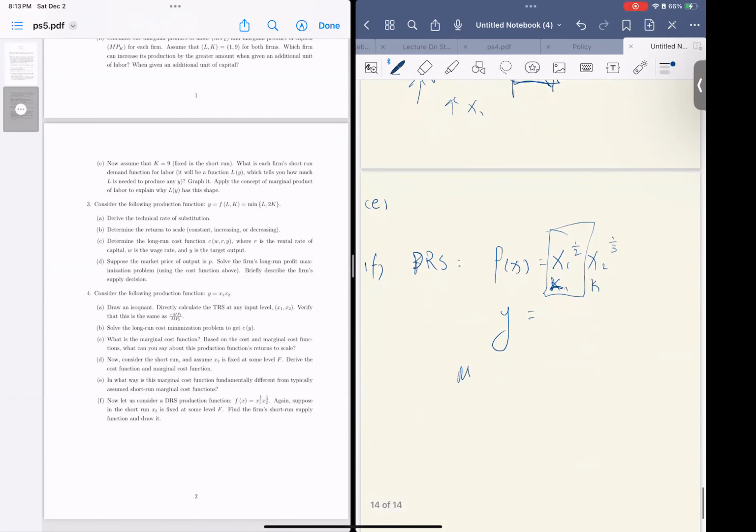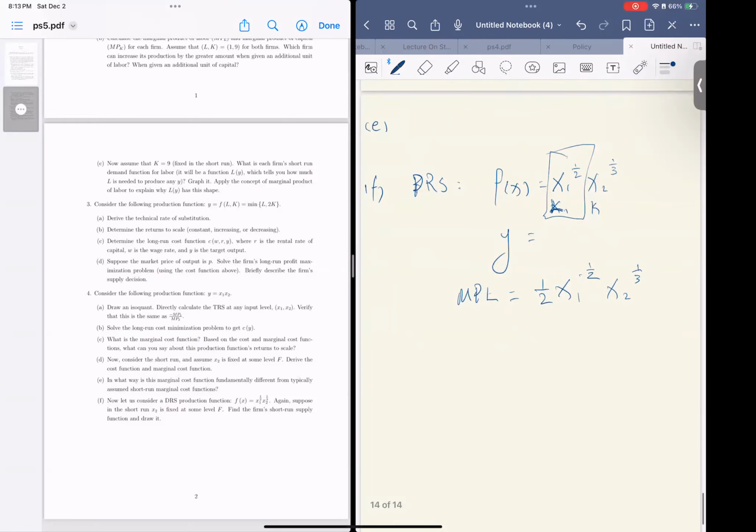So our marginal product of labor is equal to 1/2 of x1 to the negative 1/2, right? I'll just draw this. Let me simplify this a bit. So 1/2 over x2 to the 1/3. We said this is capital, and this is labor. So marginal product of labor.